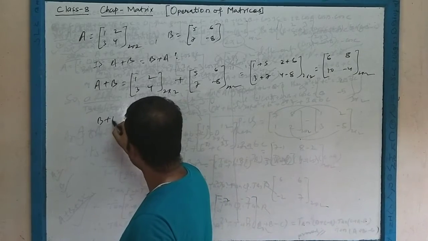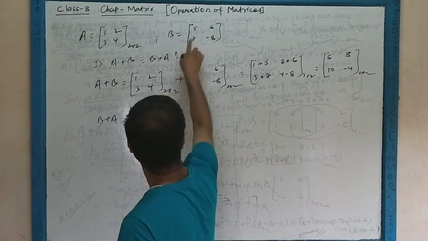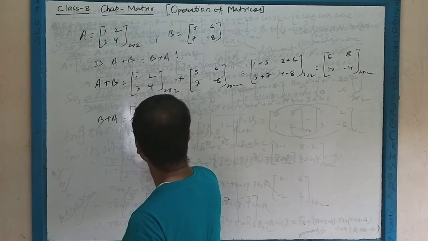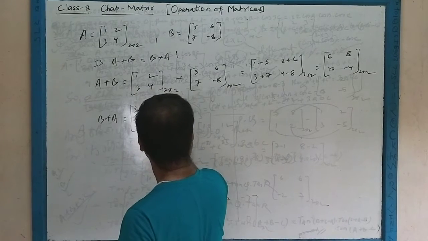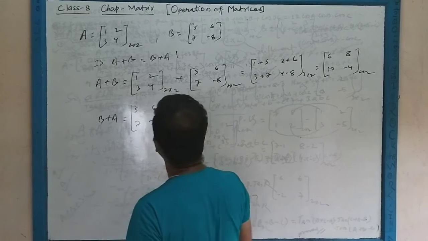Let's do B plus A. How much do we get? What is B? 5, 6, 7, minus 8, 2 by 2, plus, what is A?